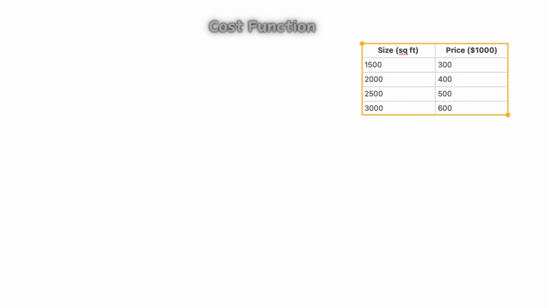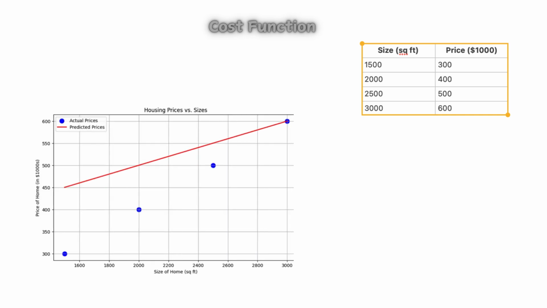As we discussed in our earlier dataset of housing prices, where we used home sizes of 1,500, 2,000, 2,500, and 3,000 square feet, and corresponding prices of 300K, 400K, 500K, and 600K, we can analyze the performance of our linear regression model. In this plot, we visualize the relationship between the sizes of homes and their actual prices. The actual prices are depicted as blue points scattered across the graph, while the predicted prices from our model are represented by a red line. You'll observe that for some homes, the predicted prices closely align with the actual prices, while for others, there are noticeable deviations. This is where the cost function comes into play.